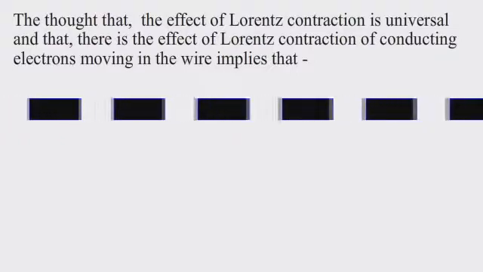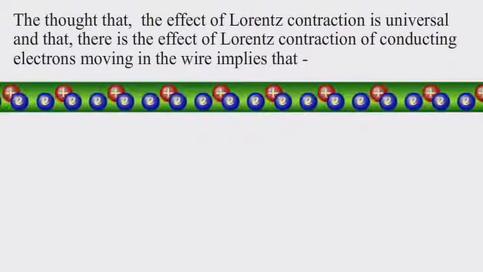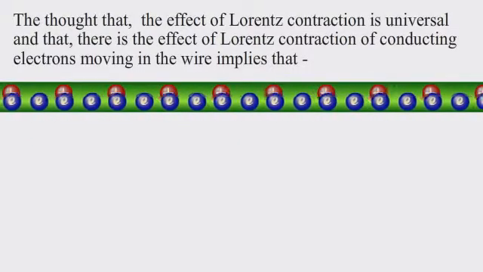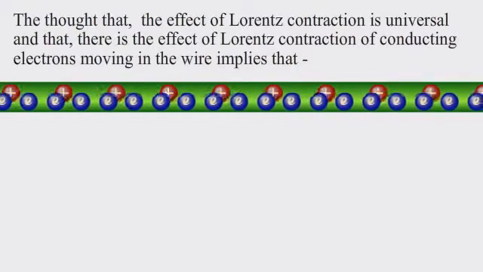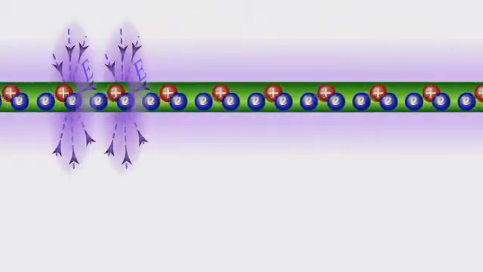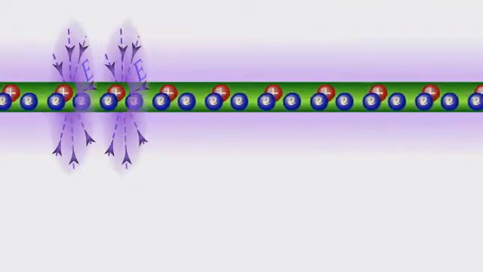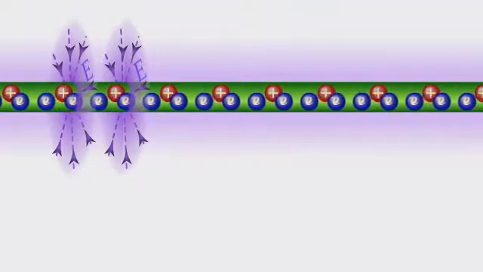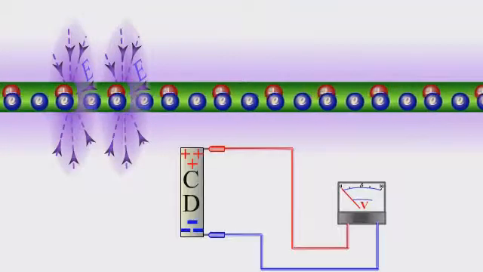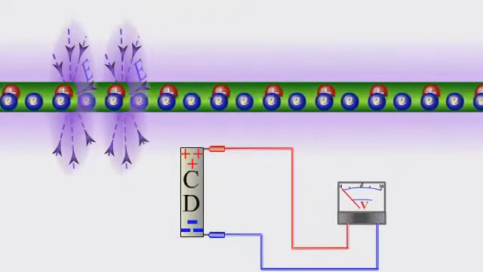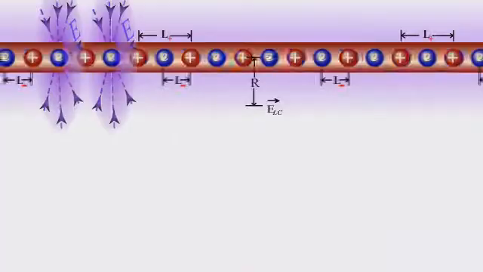The thought that the effect of Lorentz contraction is universal, and that there is the effect of Lorentz contraction of conducting electrons moving in the wire, imply that the conducting wire is charged in the lab frame. If so, how charged is the wire? Why isn't it noticed physically, or why is it not measured? The possible reason could be these.